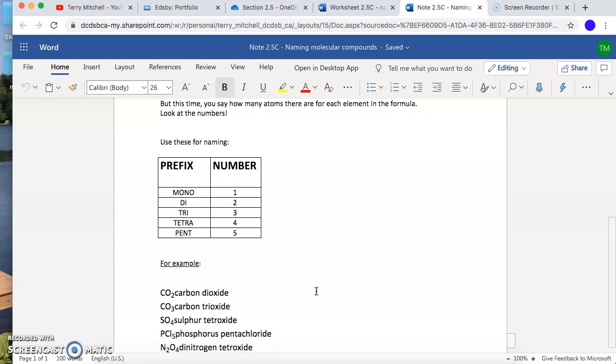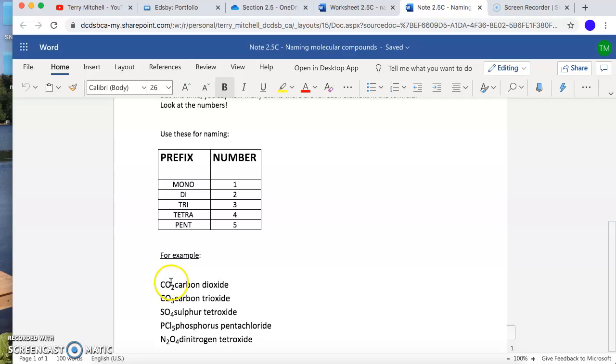And so carbon dioxide, CO2. Now you'll notice that we don't comment on the first atom type if there's only one of them. So we don't have to say monocarbon. We just say carbon, but because there's two oxygens, it's di, and oxygen changes to oxide. Once again, here's one carbon, but because it's the first atom, we don't say monocarbon, we just say carbon. And because there's three oxygens, it becomes trioxide.